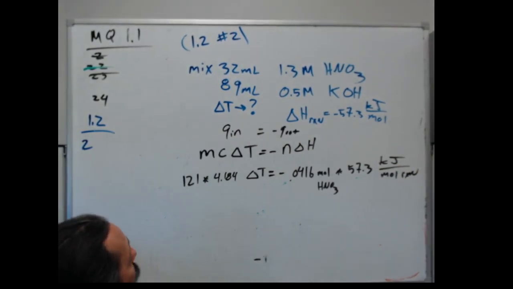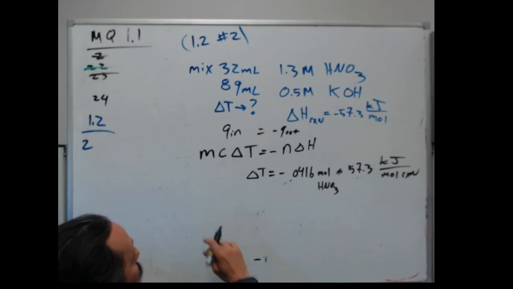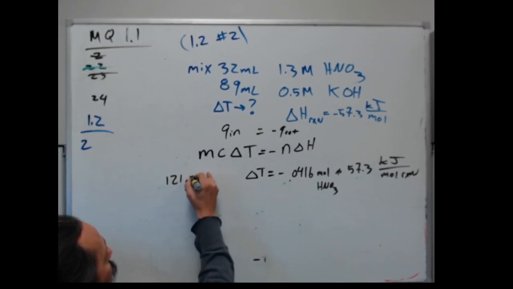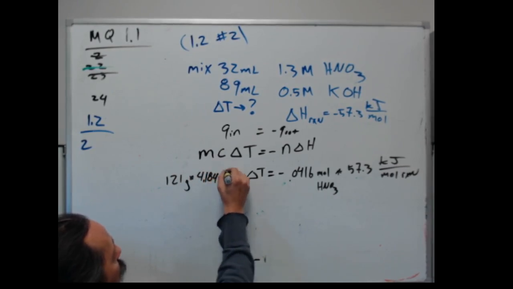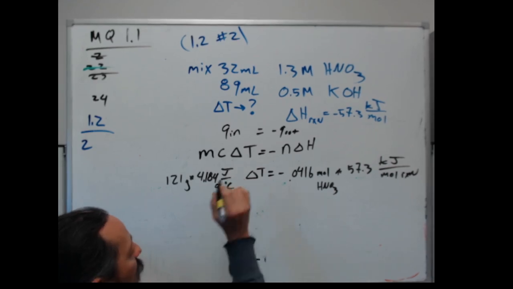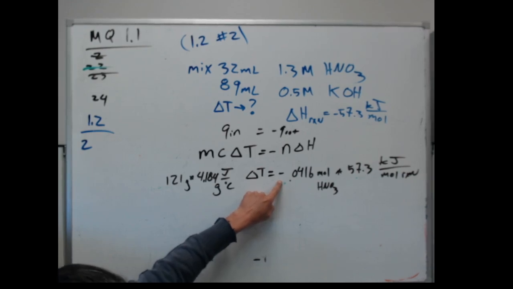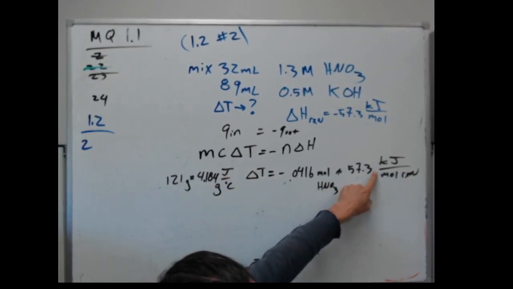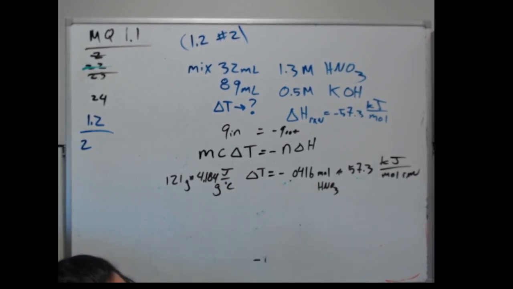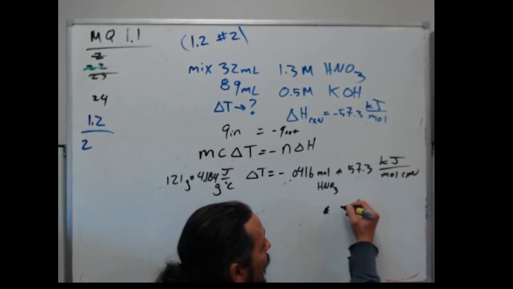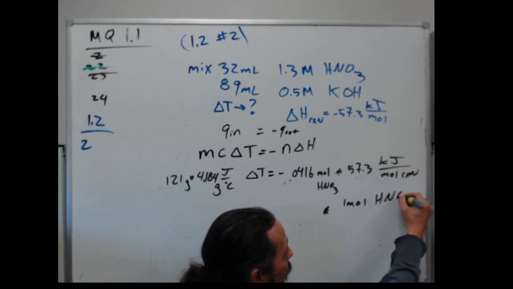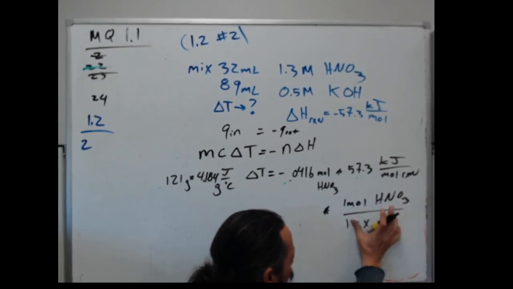And a couple things I need to be careful about. Again, I got sloppy with my units and I was about to make a mistake. 121 grams, 4.184 joules per gram per degree Celsius. Notice there's a couple things we have to watch out for. Don't forget the negative sign. My biggest mistake: joules versus kilojoules. Moles reaction versus moles HNO3. So there's three things we have to be careful about. Now, in this case, moles reaction versus moles HNO3 is not a big deal because it's 1 mole HNO3 per 1 mole reaction.